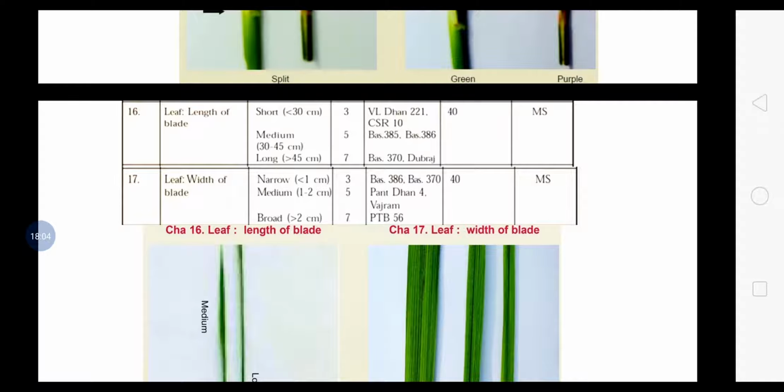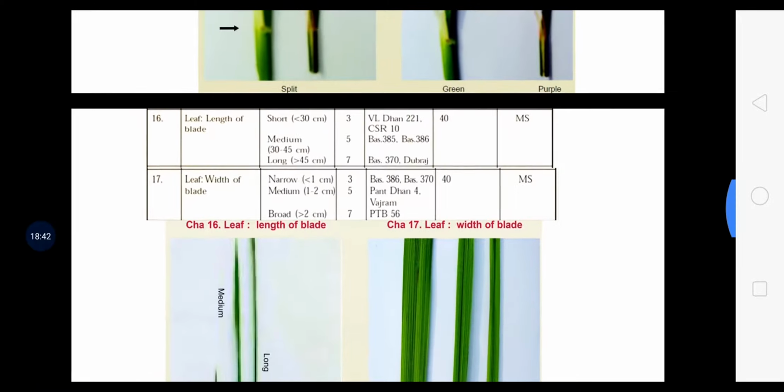The 16th characteristic is leaf length of blade. That is characterized as short, medium and long. For short character, less than 30 cm length, example is VL Dhan 221 and CSR 10. It is called as 3. Then medium length of leaf blade, that is 30 to 45 cm. Examples are Basmati 385, Basmati 386. Then for long characteristic of leaf blade, more than 45 cm, that is Basmati 370 and Dubraj.